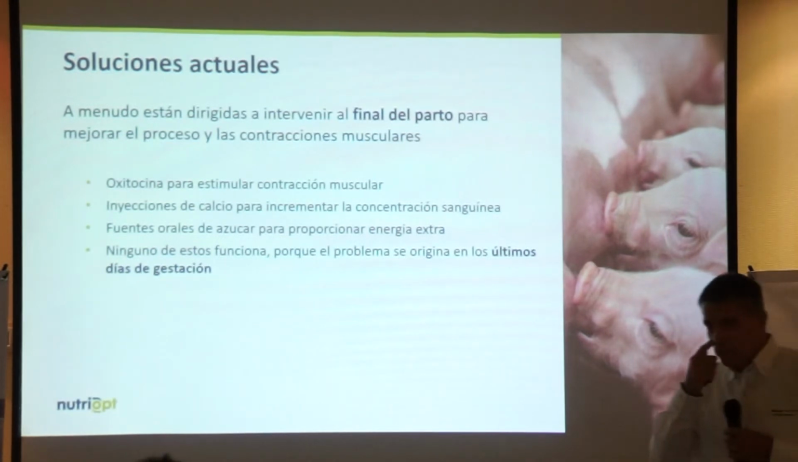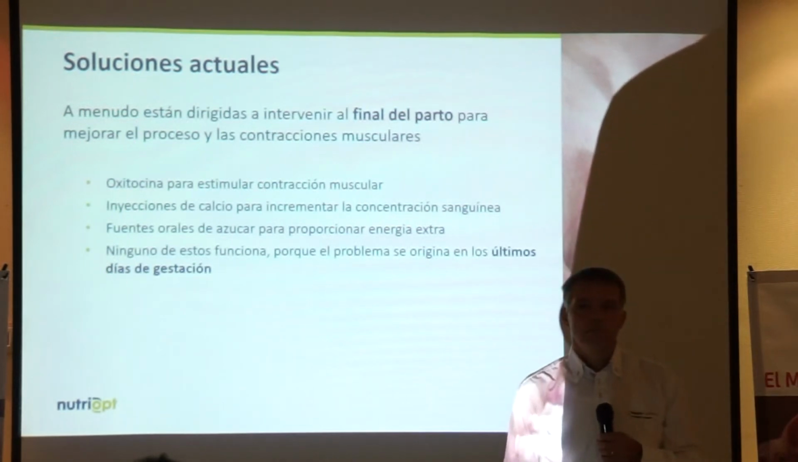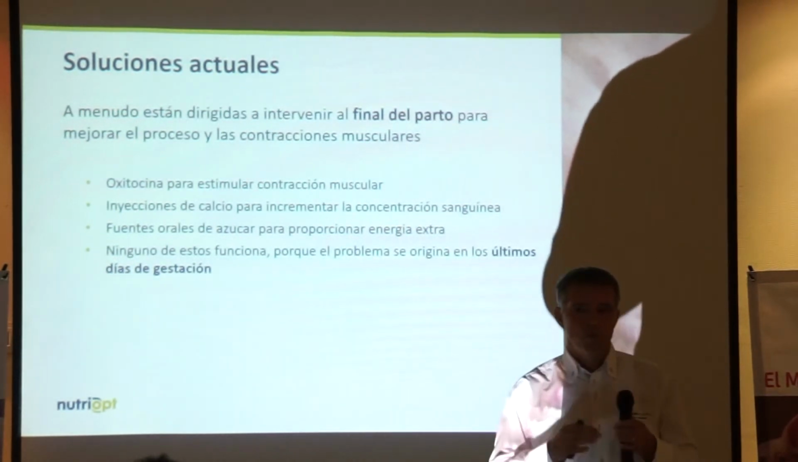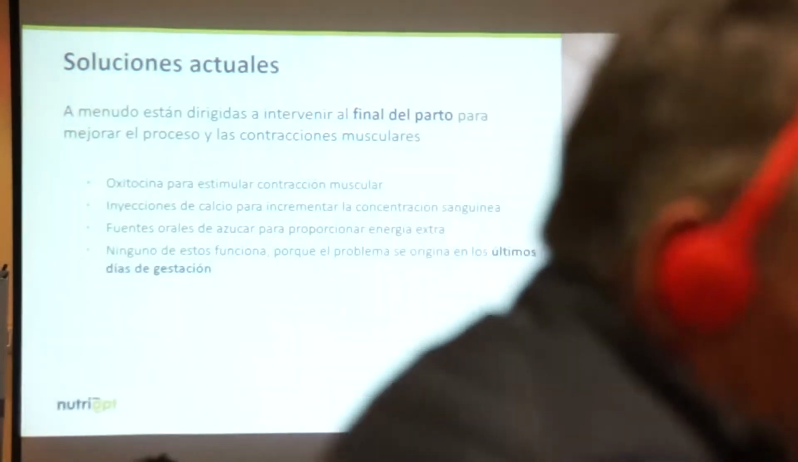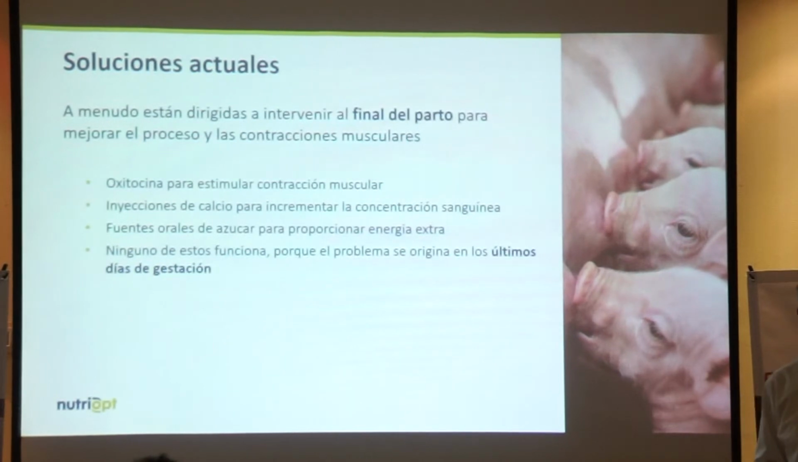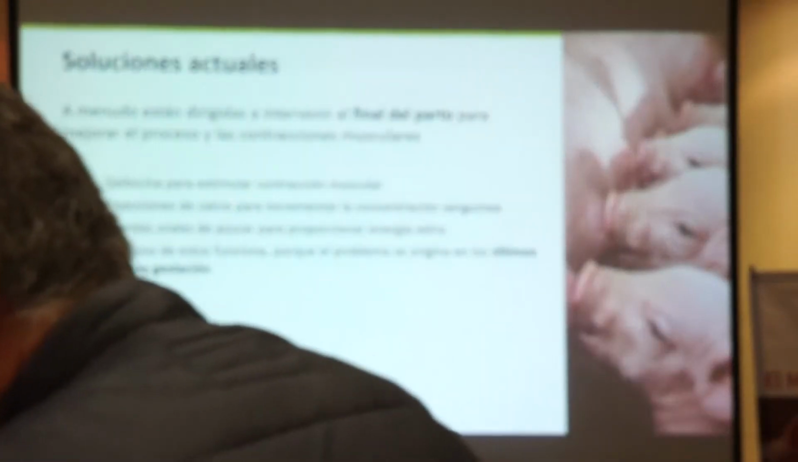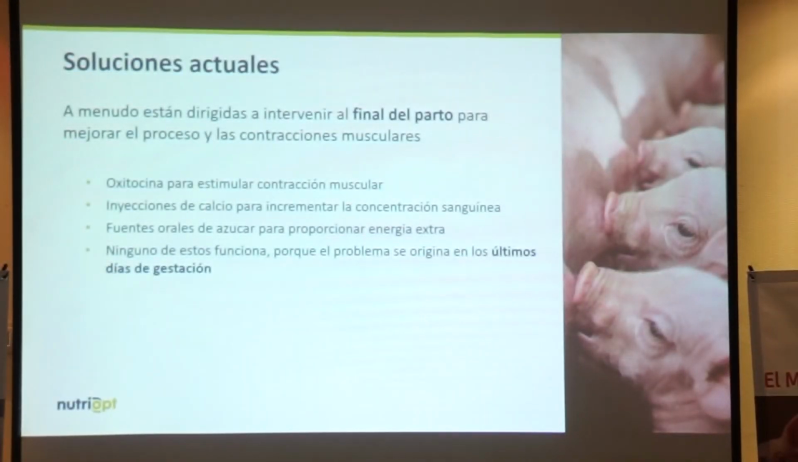So when the sow is farrowing and the farrowing process is not going in the right direction or has stopped, there are several solutions we can use to help the sow to continue the farrowing process and to stimulate muscle contractions. One of the solutions that can be used is oxytocin, which will stimulate muscular contractions of the uterus.